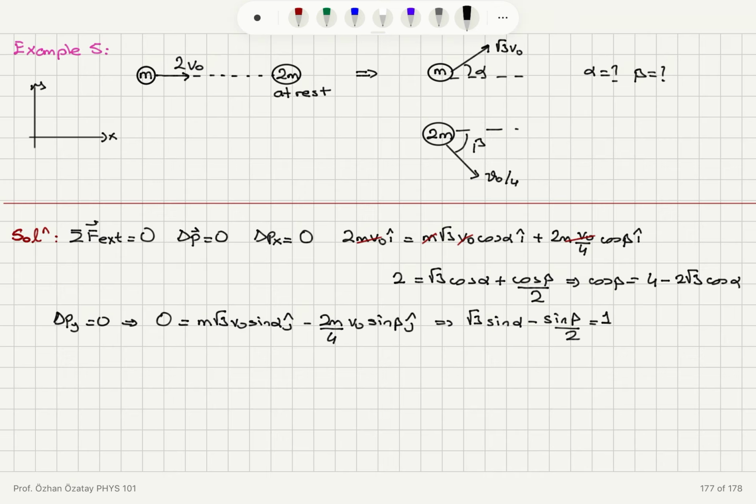Okay, so this is not equal to 1, it is equal to 0. Square root 3 sine alpha, so mv0 will disappear, so square root 3 sine alpha minus sine beta over 2 equals 0. So I write these two results.